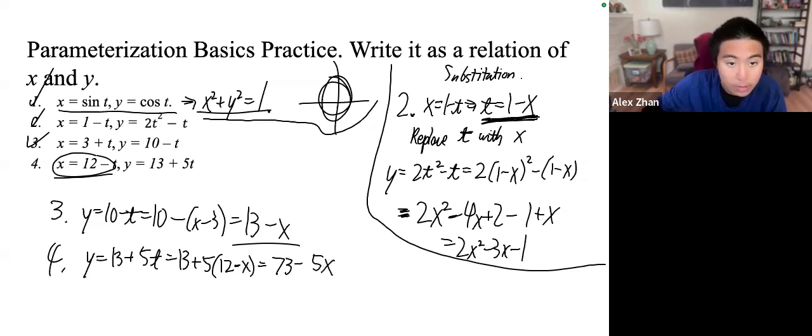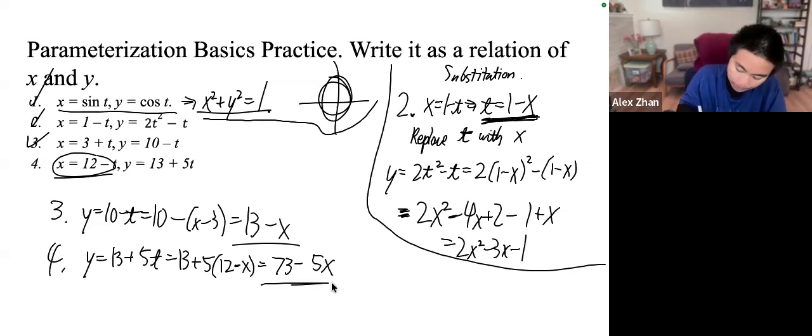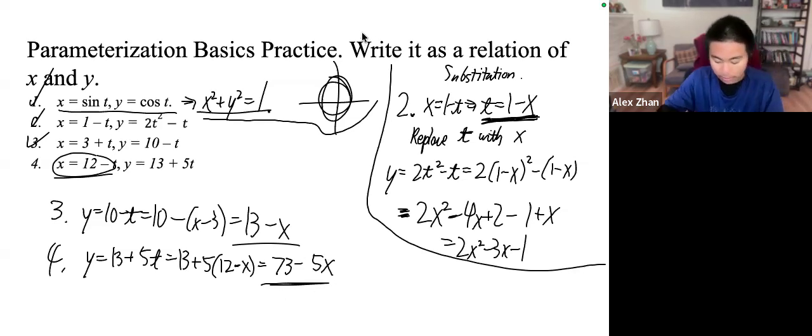Okay. Yeah, negative 5x plus 73. So that's the answer to this one. So this is roughly how sometimes you can turn some simple parametric equations into regular equations of y in terms of x.